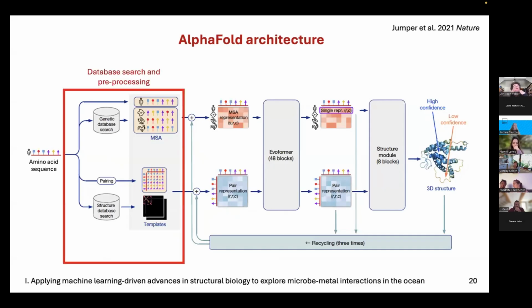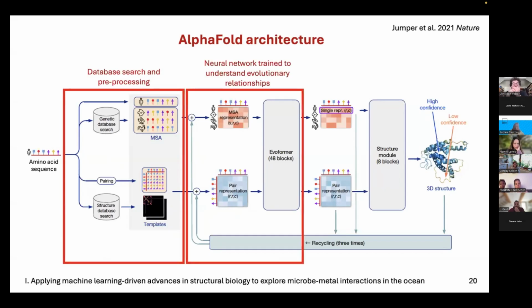When an input sequence of amino acid residues is entered, AlphaFold conducts a database search and extracts similar sequences from a diversity of organisms, generating a multiple sequence alignment. It also conducts a pair alignment and searches the PDB for proteins with similar sequences and an experimentally resolved structure. This is then used to create an initial pair representation of the input sequence, representing the relationship between every pair of residues within the target protein.